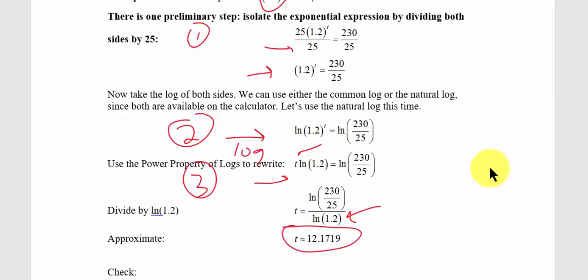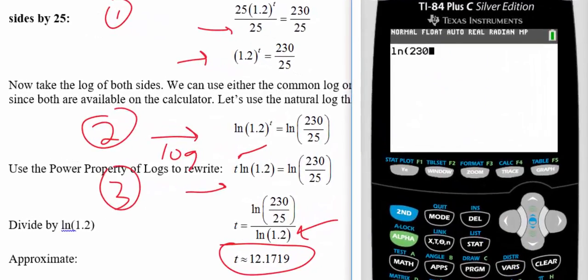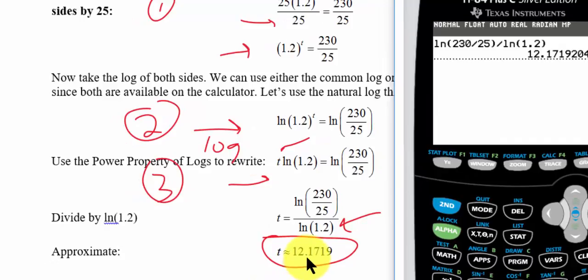And I just want to verify with my calculator. So I enter the natural log of 230 divided by 25. And then I'm going to divide this entire piece by the natural log of 1.2. Oops, an extra set of parentheses. I think it would work with the extra set, but I will delete it. Okay, there we go. And then I press enter. And you see I end up with 12.1719, which is what the book gives us.